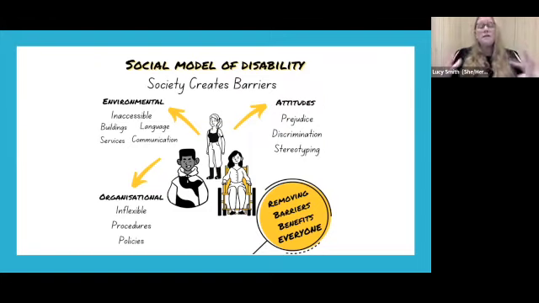So just think about this social model of disability when we're thinking about neurodiversity, and that if we do look at removing barriers, we remove them for everyone. It isn't just one group of people, it's everyone. Okay.